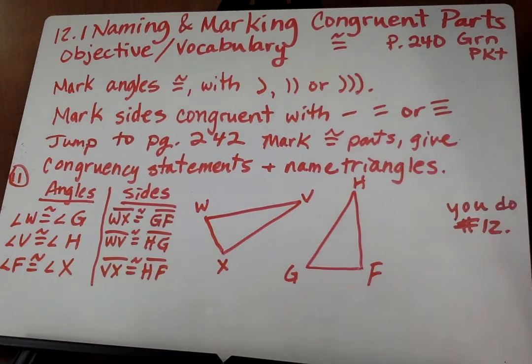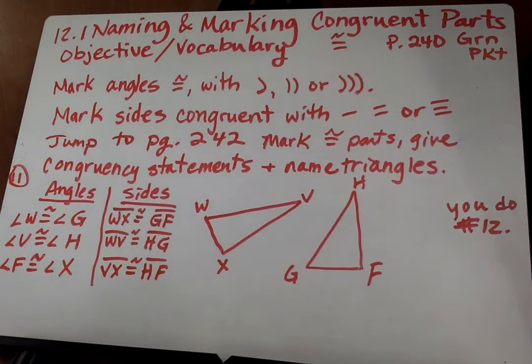Hello students, today we will be going over 12.1, naming and marking congruent parts. This is page 240 in your green packet. Our objective: I can write congruent statements for angles, lines, and triangles, and use congruents to solve for unknown values.